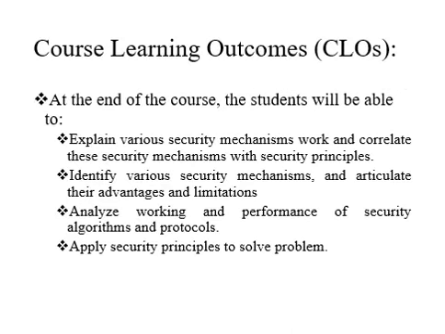Here are the course learning outcomes. After the complete course, students will be able to explain various security mechanisms and correlate these security mechanisms with security principles. The second learning outcome is to identify various security mechanisms and articulate their advantages and limitations. Thirdly, students may be able to analyze the working and performance of security algorithms and protocols. Last but not least, applying security principles to solve a problem, where we see real-world examples and how we apply the different cryptographic algorithms and security mechanisms to solve them.